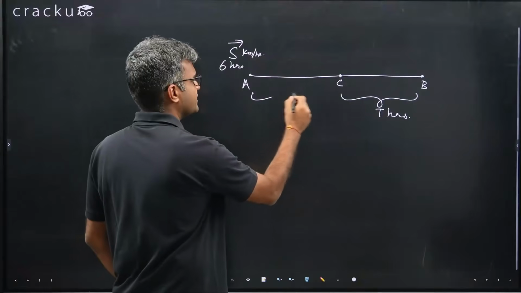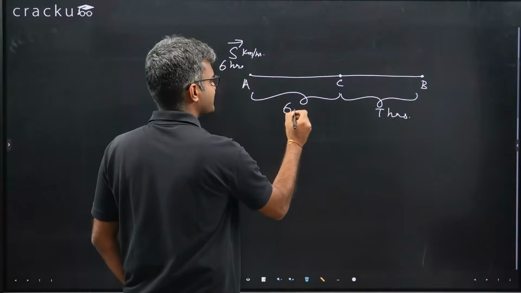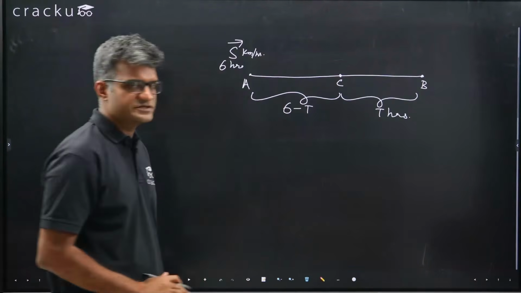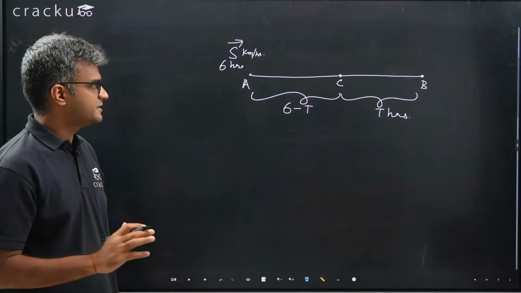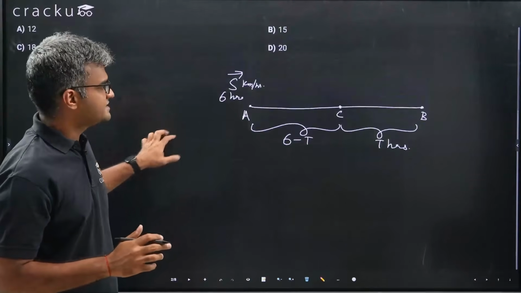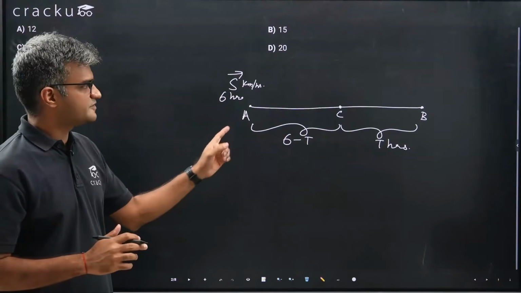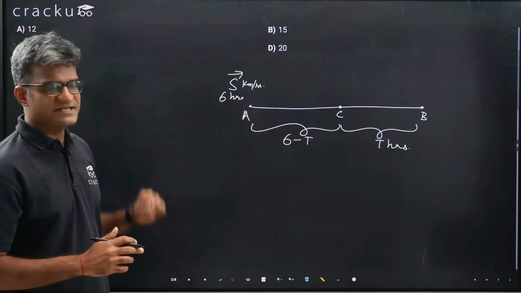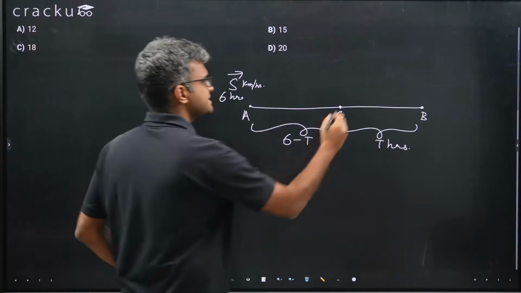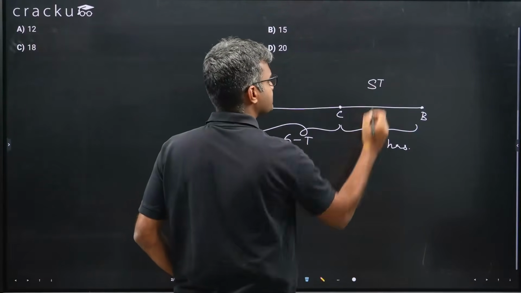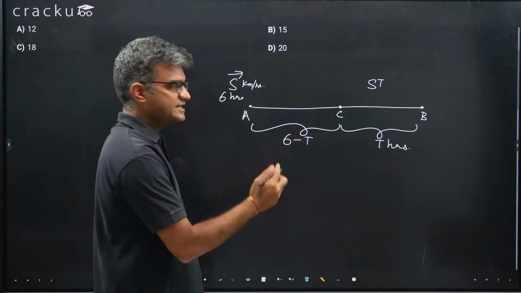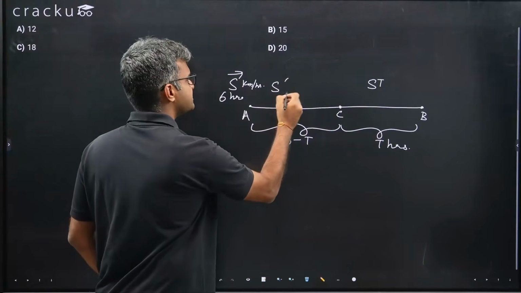Therefore, the time it would have taken him from A to C will be 6 minus T. This is without any stoppage. The total time is 6 hours. But now the distance also can be calculated. What is the distance between C and B? His speed is S kilometers per hour. So this distance is S into T. And what is the distance between A and C? That will be S into 6 minus T.